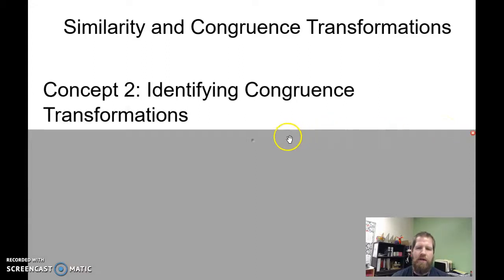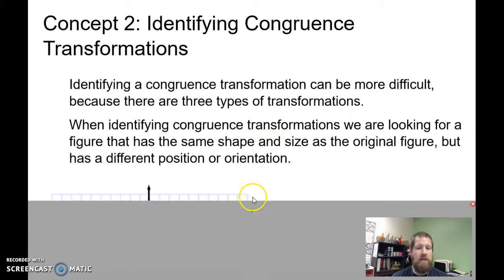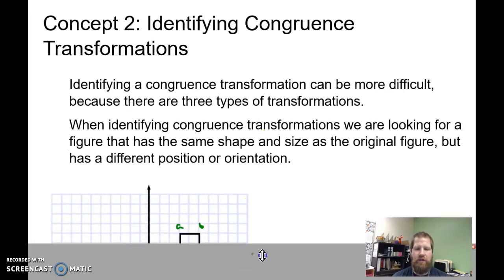Concept 2, identifying congruence transformations. So identifying that something is a congruence transformation overall, I think, is more straightforward than identifying a similarity transformation, because the shape has to remain the same and the size has to remain the same. Okay? For a congruence transformation, it is moving location and moving orientation, so turning.